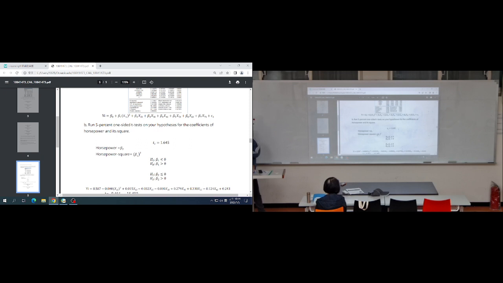You should say horsepower square equal to x1, and horsepower square is x1 square. X1. Oh, X1. Yeah. It's not beta 2, it's beta 1 square. Okay? My bad.